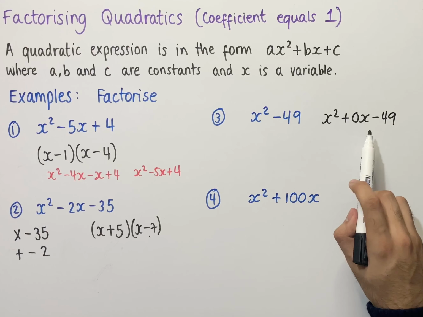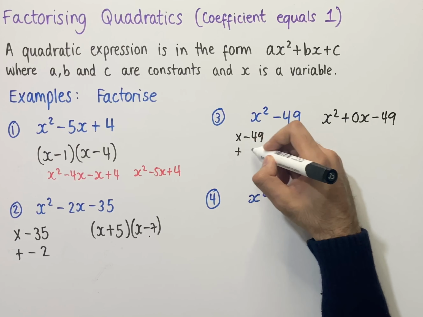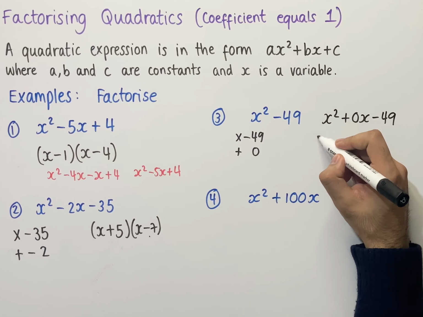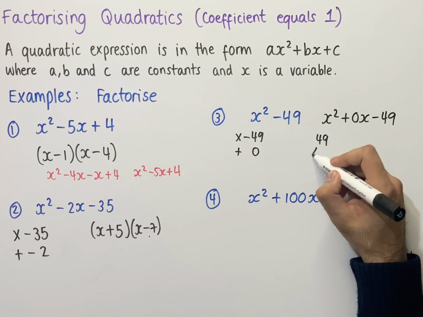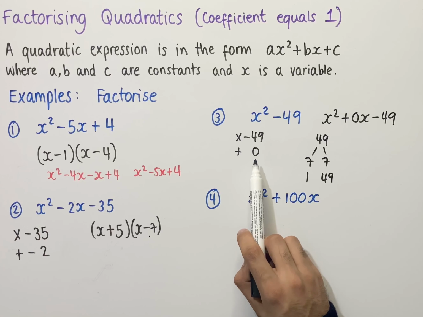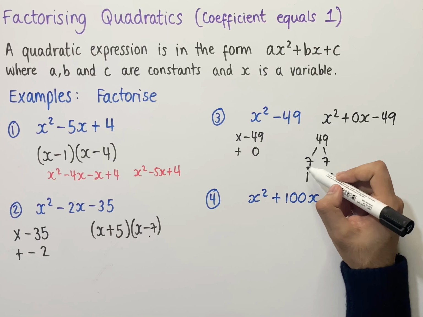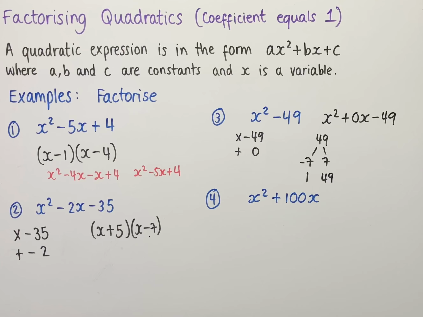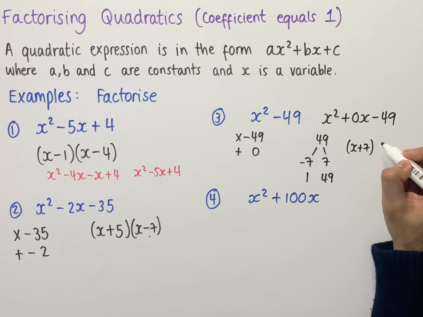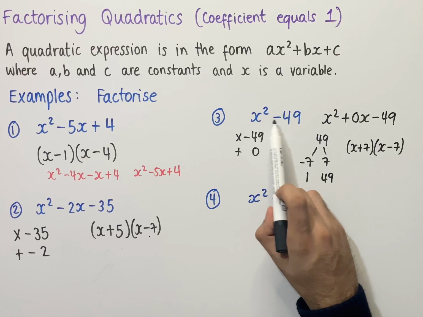So again, we repeat the process of looking for two numbers that multiply to make -49 and add to make 0. So we're looking for pairs of factors of -49. So we look at 49 first, and so we have one pair as 7 and 7, another pair as 1 and 49. You see then that the only way to add a pair of factors of 49 so that we end up with 0 is when we have -7 and +7. And so our brackets would be x plus 7 and x minus 7. And if we were to expand these out, we would get x squared minus 49.